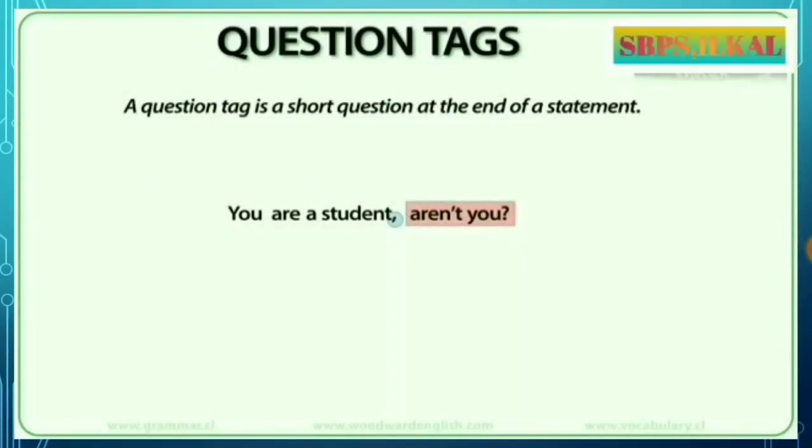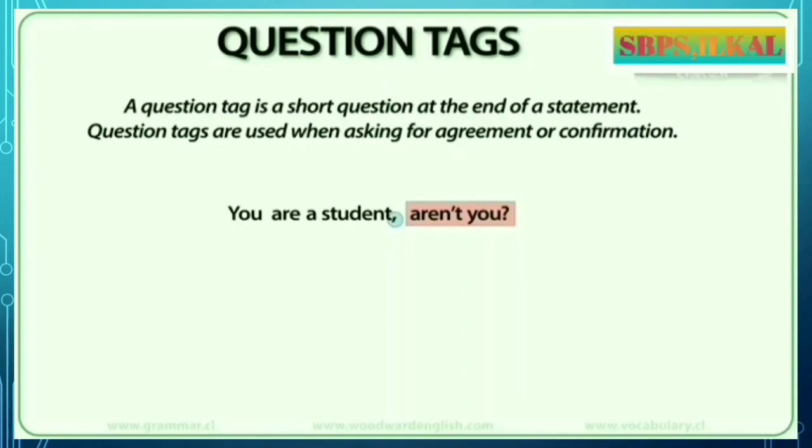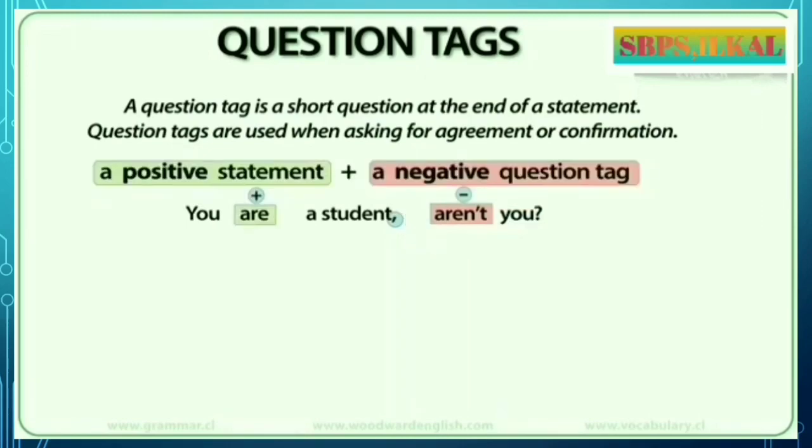Question tags. A question tag is a short question at the end of a statement. For example, you are a student, aren't you? Here aren't you is a question tag. So in general, question tags are used when asking for agreement or confirmation.